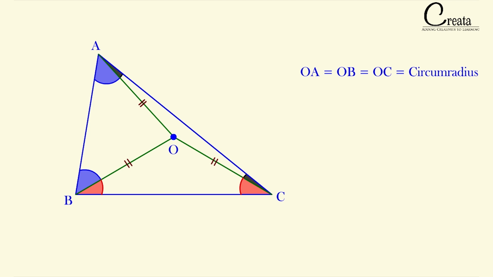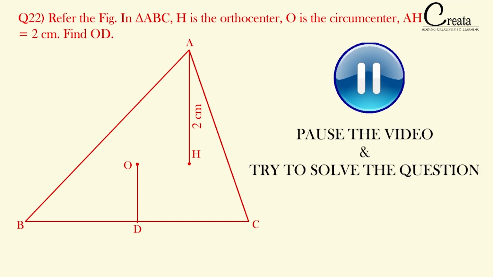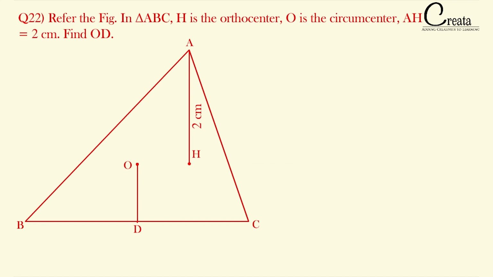Let's move to the next question. The question is, refer to the figure. In a triangle ABC, H is the orthocenter, O is the circumcenter, and AH is 2 cm. Find OD. Let's observe the figure. ABC is given as a triangle. H is the orthocenter and O is the circumcenter. This line segment AH is given as 2 cm. We have to find this line segment OD.